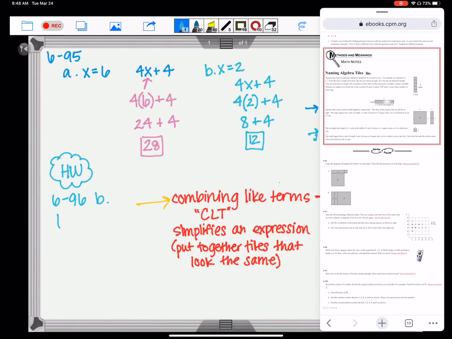You're also going to do 6-99, which is a licorice problem. I know you guys like those. 3 pieces of licorice divided by 4 people. And then 6-100A only, which is finding all the factors of 24.